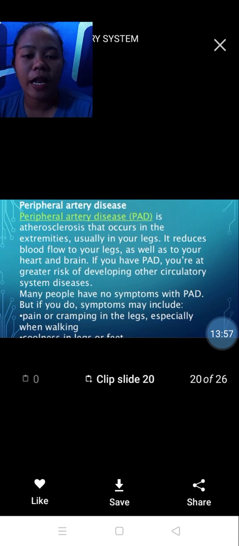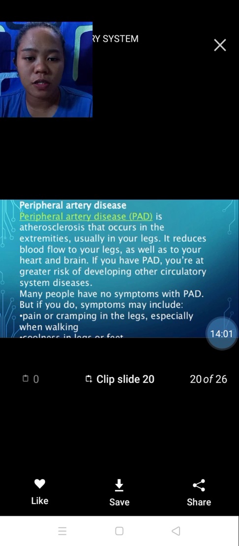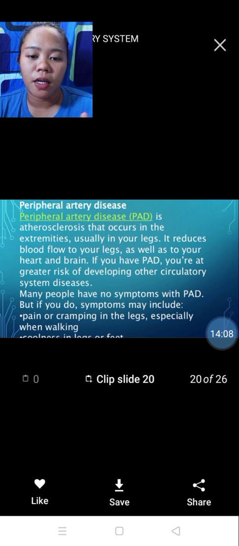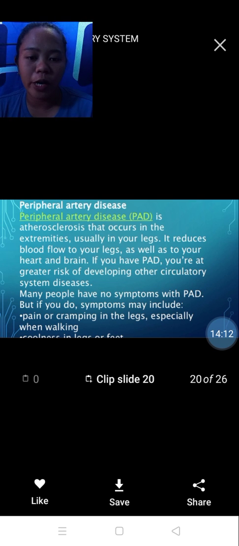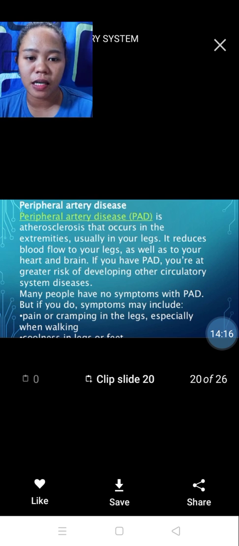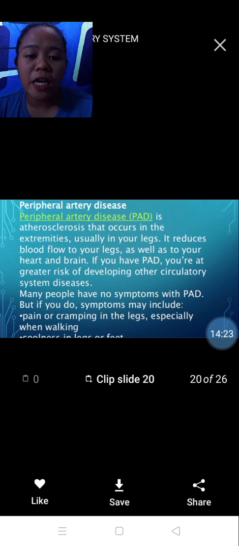Next is the peripheral artery disease or the PAD. It is the arteriosclerosis that occurs in the extremities, usually in your legs. So it reduces the blood flow to your legs as well as to your heart and brain. So if you have PAD, you're at greater risk of developing other circulatory system diseases. Many people have no symptoms with PAD.